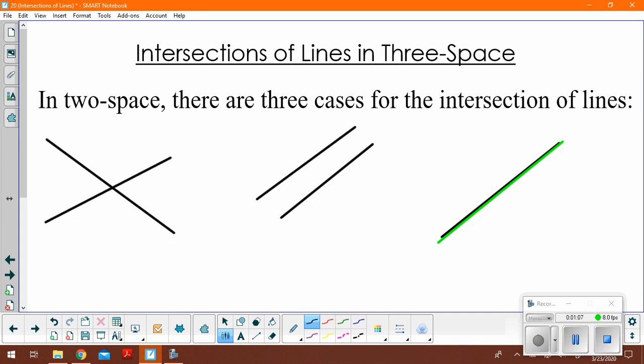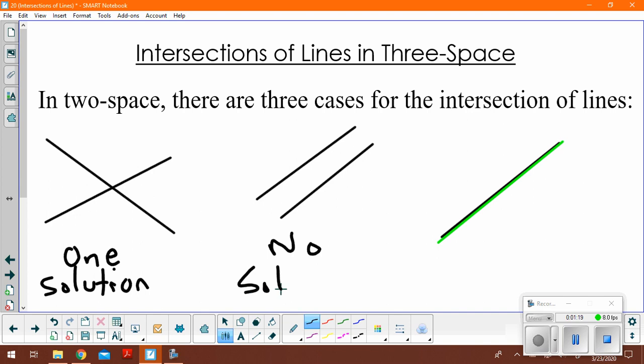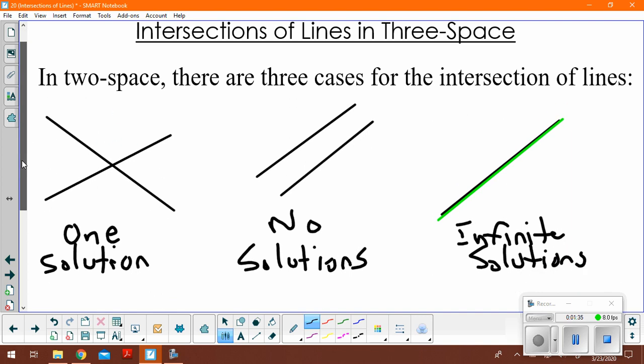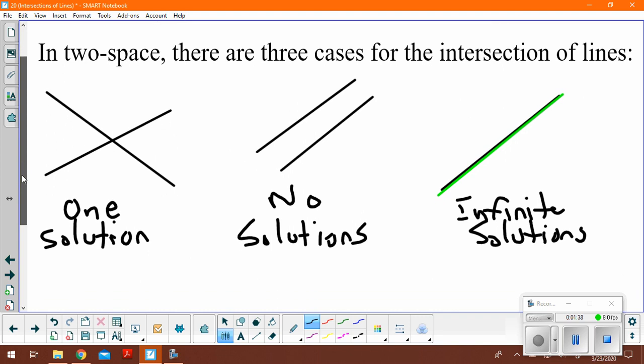Algebraically, this is one solution. This is no solutions. And this is infinite solutions. Now you would have solved for this by doing substitution, elimination, something like that, and just talk about what the solution would look like. In the one solution case, you would end up with a point. You get some point x, y, you'd be good.